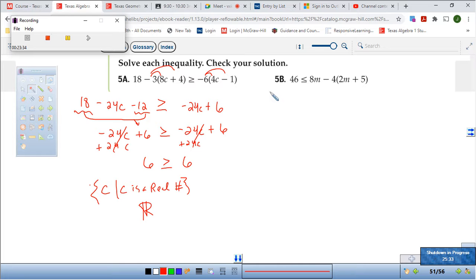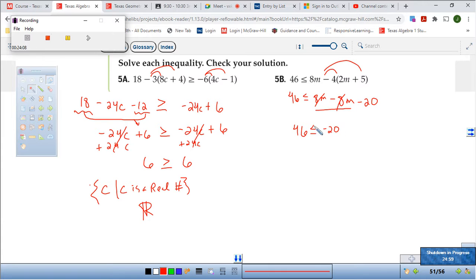Let's look at this one real quick. We have 46 less than or equal to 8m. Distribute here, negative 8m. Distribute here, negative 20. Look at this. On the same side, these could cancel out. So I'm going to go with 46 is less than or equal to negative 20.